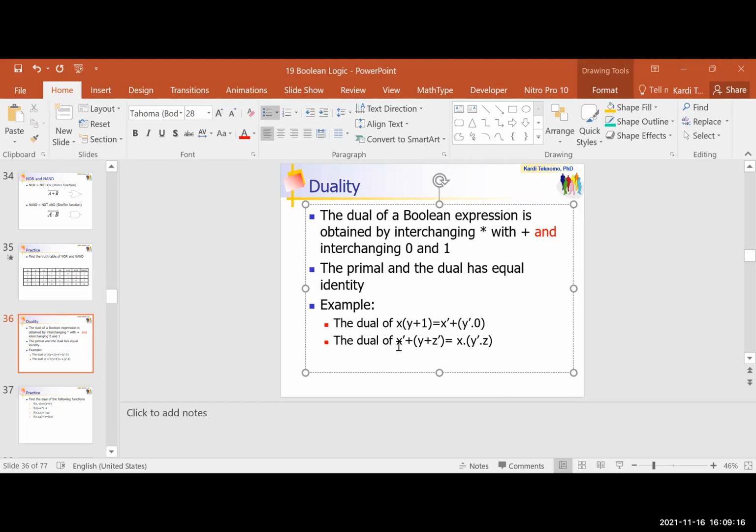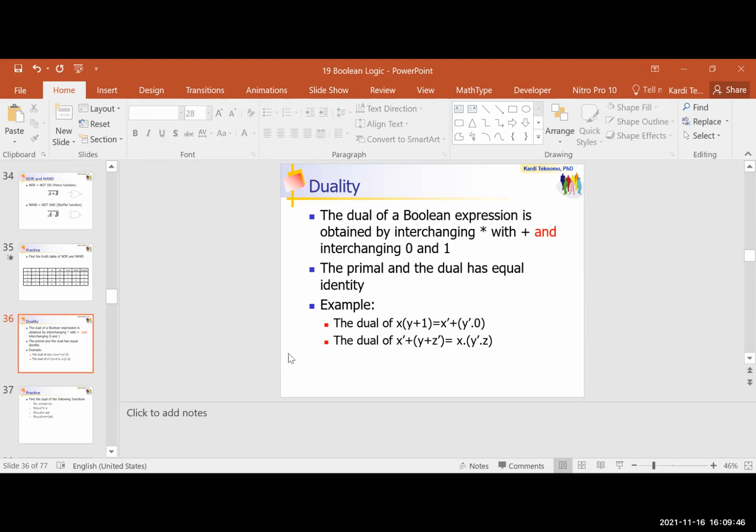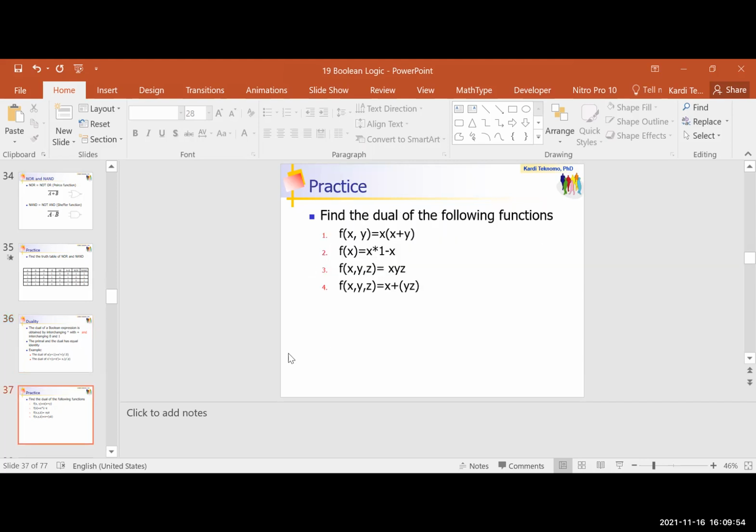Okay, again, can you find the dual of this? So the x in here, this is already negative, right? X accent, that means you put it into x. And then you have plus in here, then you put it into multiplication. And then the y here is positive, so make it negative. In here you have plus, then you make it into multiply. The z here is negative, then you put it into positive. Is it clear?